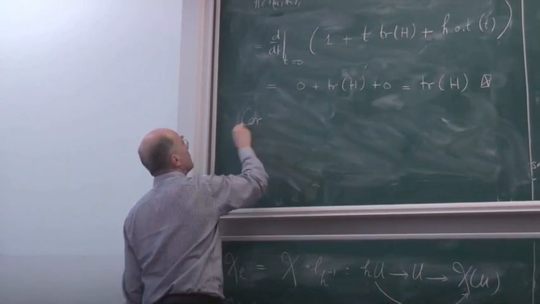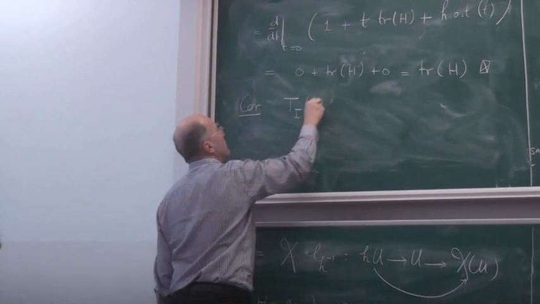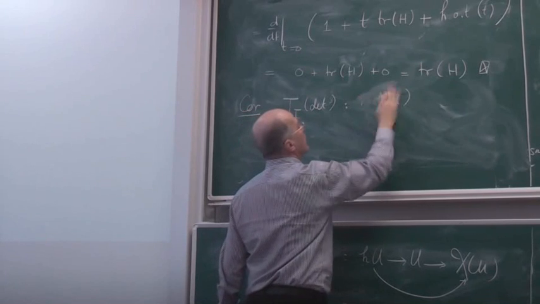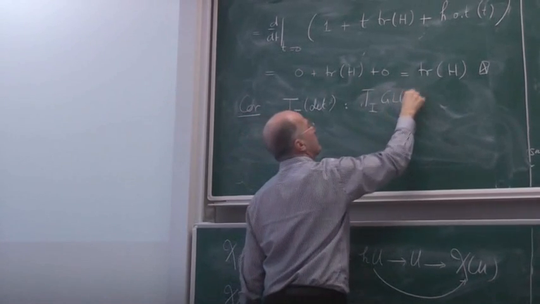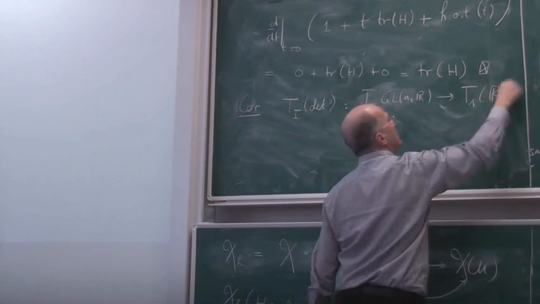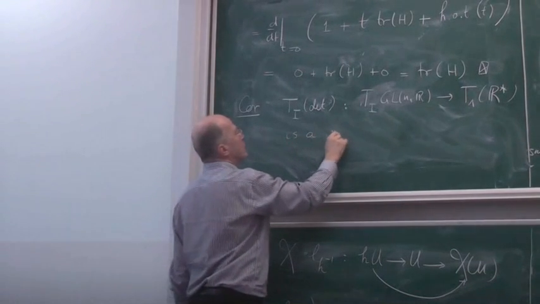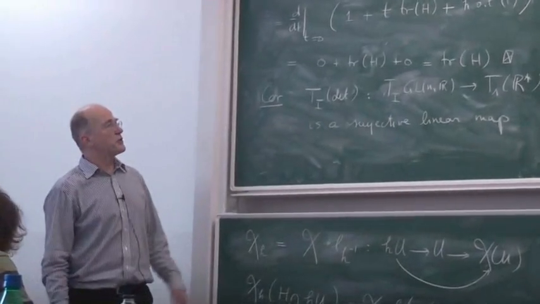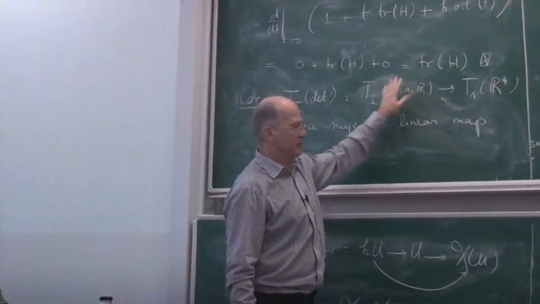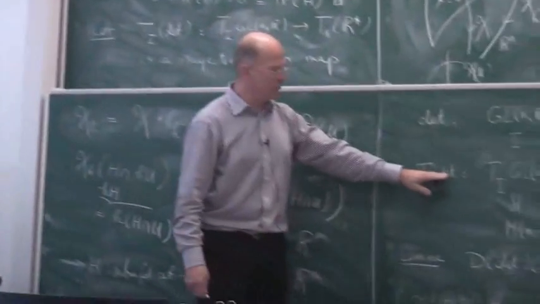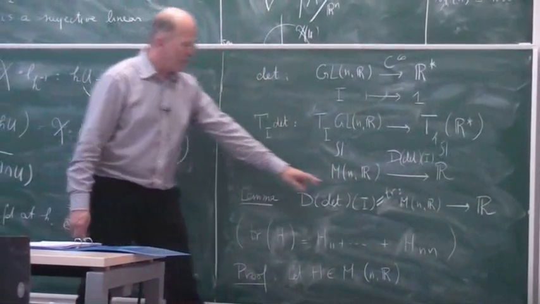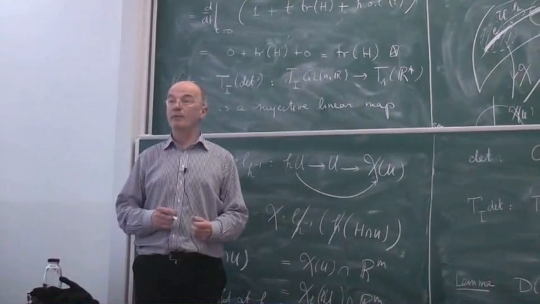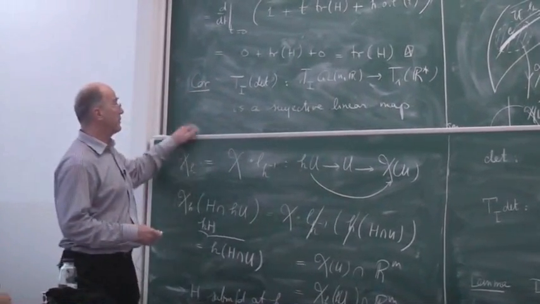So this is the end of the proof of the lemma. And the corollary of this is that the tangent map of the determinant at the identity element, as a map from the tangent space of GL_n(R) to the tangent space of 1 of R star, is a surjective linear map. Because if I do the identifications, then the tangent map of the determinant became the total derivative, and this total derivative is the trace map. Now, if I prescribe any number, then of course I can find a matrix with that number as a trace. So the trace map is a surjective linear map, and that's the proof.